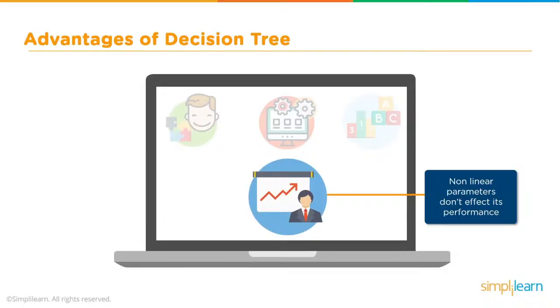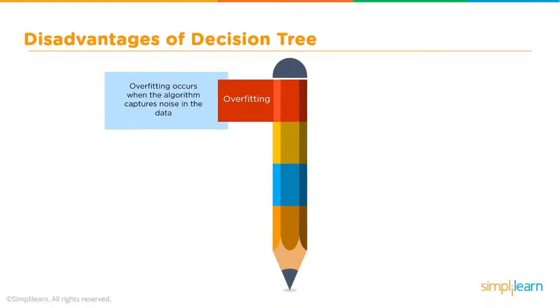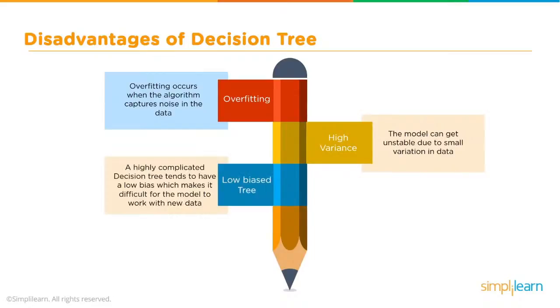If we're going to look at the advantages of a decision tree, we also need to understand the disadvantages of a decision tree. The first disadvantage is overfitting. Overfitting occurs when the algorithm captures noise in the data. That means you're solving for one specific instance instead of a general solution for all the data. High variance: the model can get unstable due to small variation in data. Low bias tree: a highly complicated decision tree tends to have a low bias, which makes it difficult for the model to work with new data.